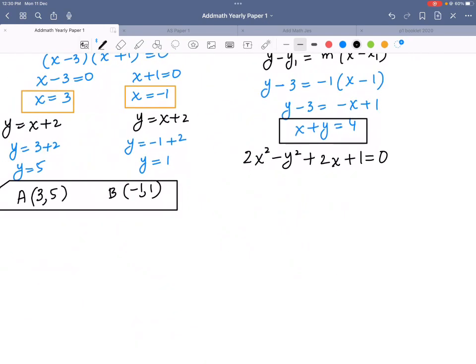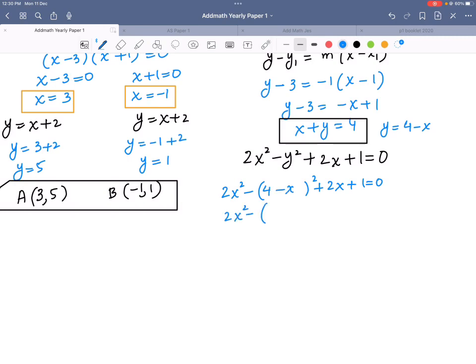Now we need to make x or y the subject here. Let's say I'm going to make y the subject, because then I need to place y only one time. If I make x the subject, I need to place x two times. So y equals 4 minus x, and I am going to plug the value of y into this equation. So now it will be 2x squared minus y squared plus 2x plus 1 equals 0. Instead of y, we place 4 minus x.